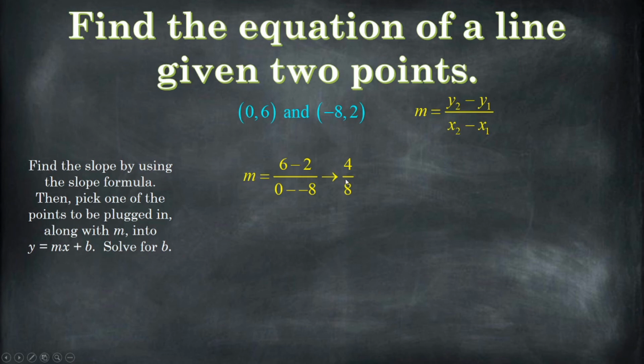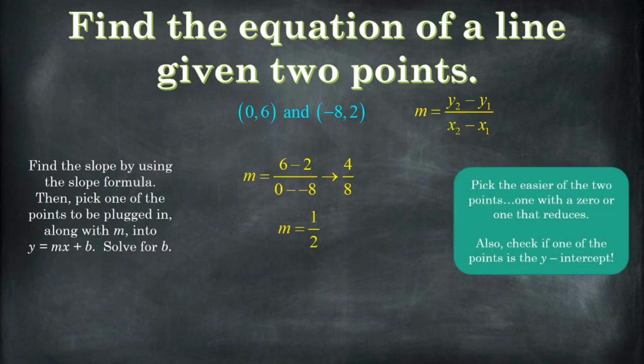So just be careful of your signs. Make sure you reduce. That's 1/2, right? And then you just pick one of the 2 values and you plug it into slope-intercept form. So we know the slope is 1/2, and then you just pick whichever one's easier. If there's a 0, use that. Actually, you don't even need to do this step. You can just write the 6 right here, because this is b, because I know x is 0. But let's say you didn't recognize that.